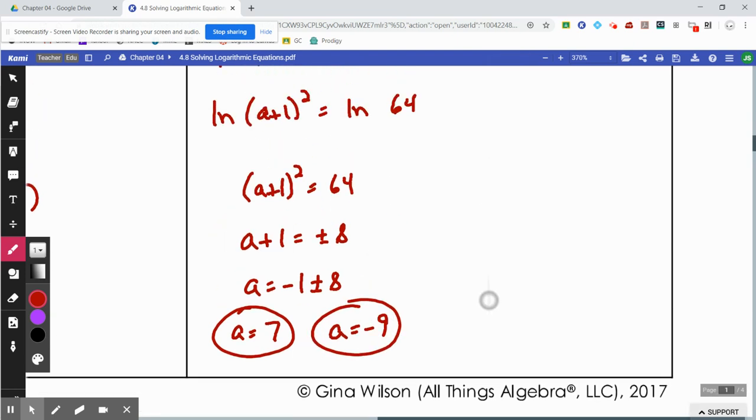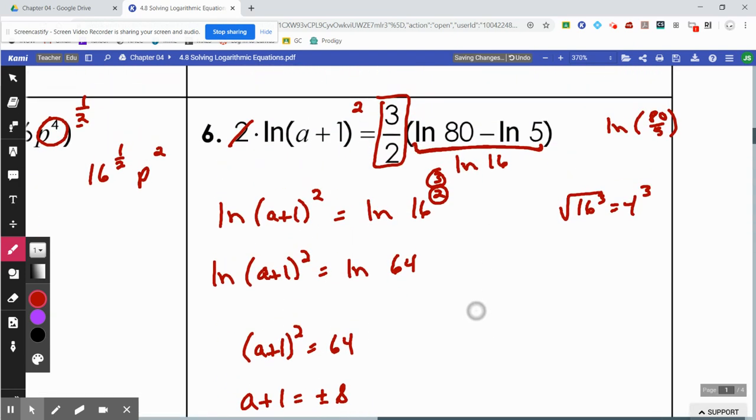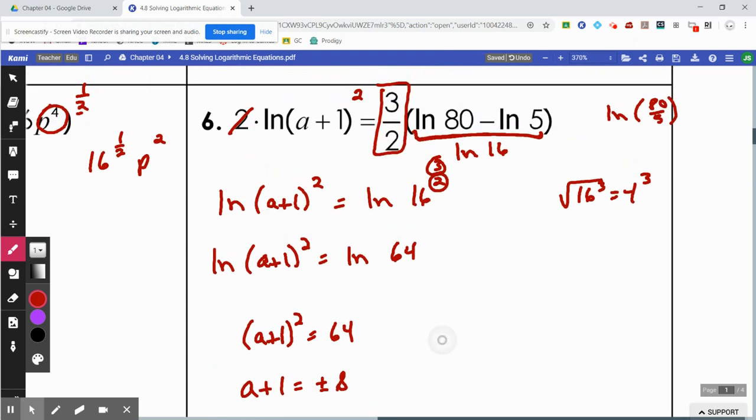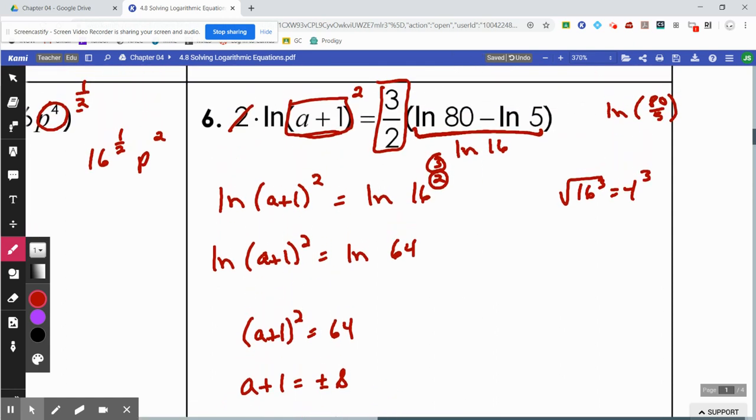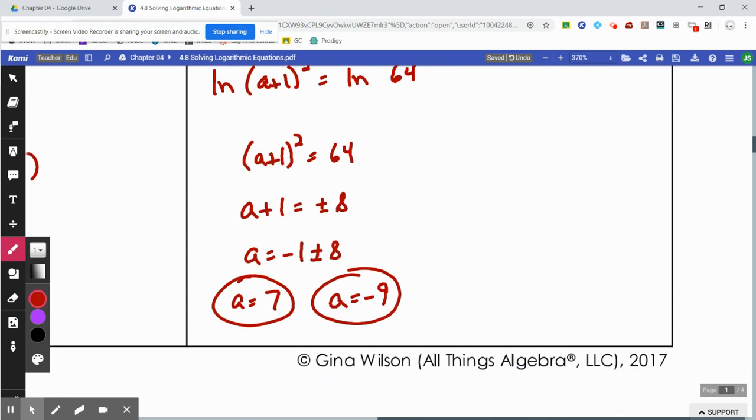Now let's check those two answers to make sure we're fine. When I plug in 7 plus 1 is 8. That's fine. This is the only place I have to plug it in. However, something bad happens when I plug in negative 9. Negative 9 plus 1 is negative 8. You cannot take the log of a negative value, so therefore we're going to throw out the negative 9. That's an extraneous solution.